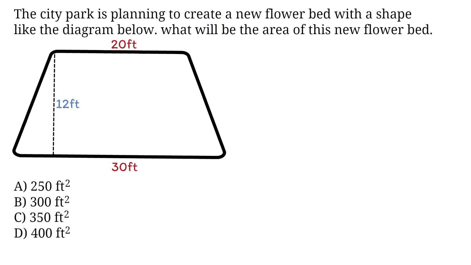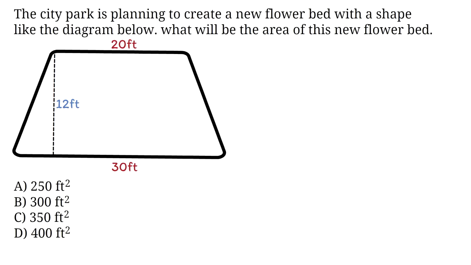The city park is planning to create a new flower bed with a shape like the diagram below. What will be the area of this new flower bed? A. 250 square feet. B. 300 square feet. C. 350 square feet. D. 400 square feet. To solve this question, the first thing you have to be able to do is identify the shape of the diagram.